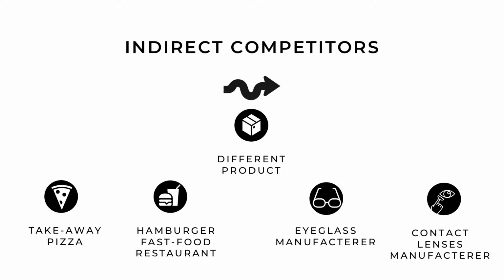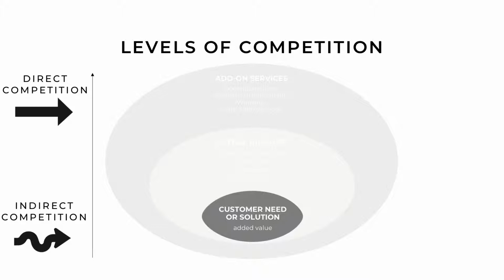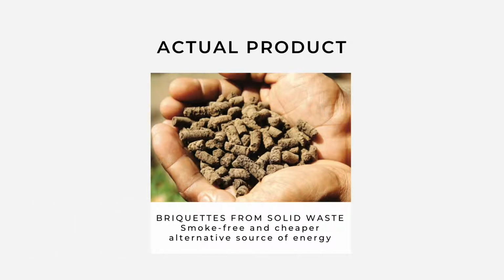Now, let's use a visual representation, a graphic, to take a look at different levels of competition. If you look at this, the innermost circle here is where we talk about the need. This is not the actual tangible product, but the customer need or the solution that your customer is seeking. If you think of a school, for example, that is buying briquettes from solid waste, they may do so because they're in need of a cheap alternative source of energy for heating that does not produce smoke. So at this level, competition is really linked to delivering added value that meets the customer needs. So, cheap alternative source of energy that does not produce smoke. This is where you're competing.